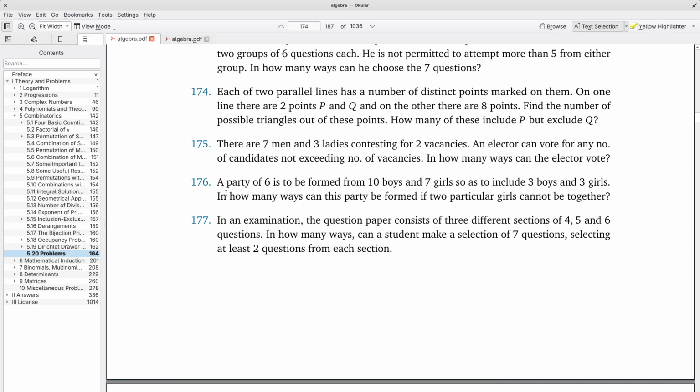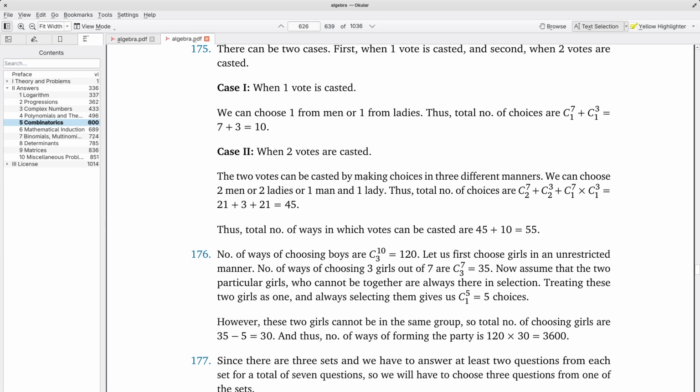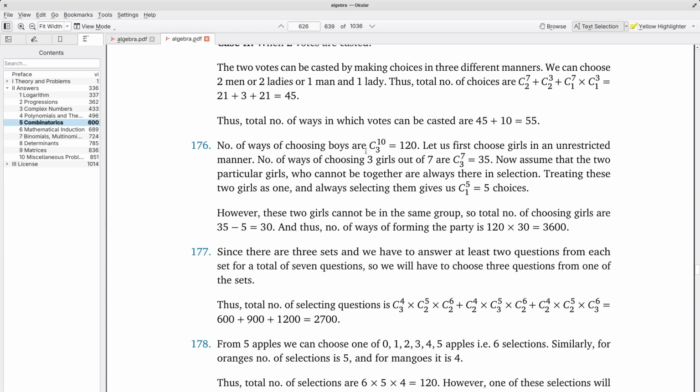Question 176 says that a party of 6 is to be formed from 10 boys and 7 girls so as to include 3 boys and 3 girls. In how many ways can this party be formed if 2 particular girls cannot be together? So total number of ways of choosing boys is 10C3, that is 120. Let us first choose girls in an unrestricted manner. So number of ways of choosing girls is 7C3, that is 35.